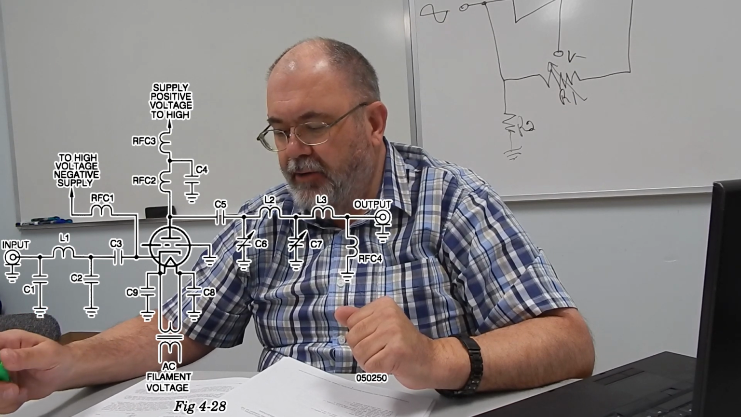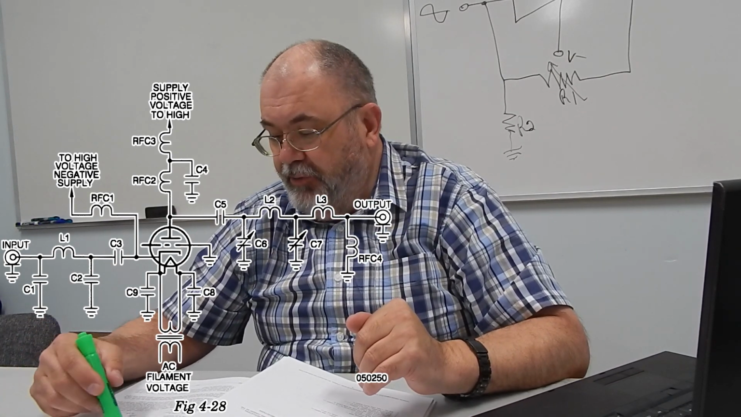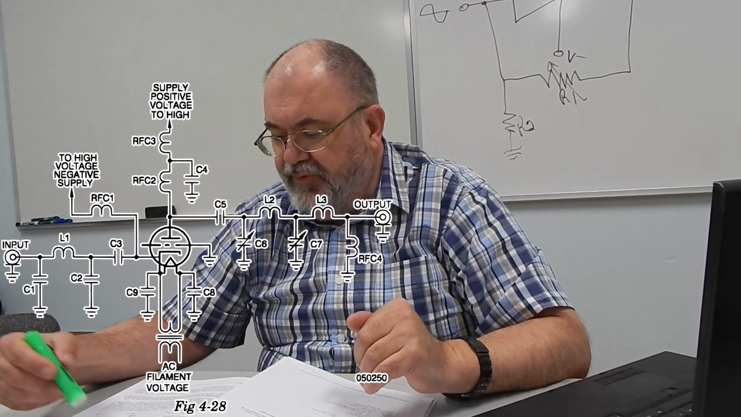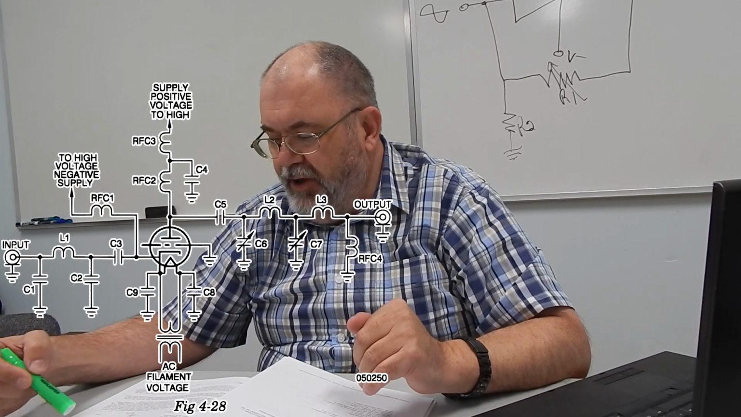the supply positive voltage. It should be a positive high voltage supply. The name for that is the B+. That's the high voltage supply. Also tapped off the plate going to the right, we go through C5, and then we go through a couple of variable capacitors and a couple of coils, and then we finally get to the output.